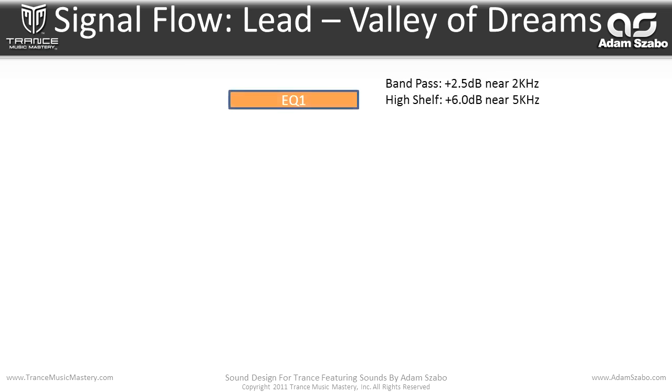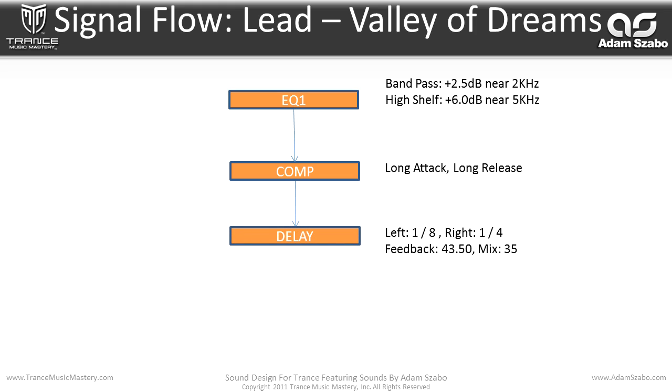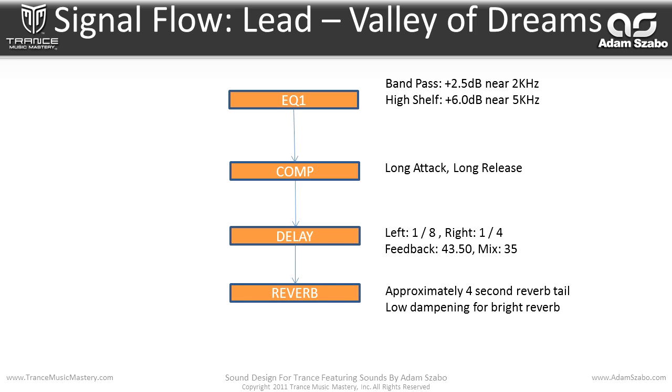And for the effects, we're using an EQ to put a 2.5 dB boost near 2 kHz and a plus 6 dB boost near 5 kHz. And then that flows into a compressor with long attack, long release. The delay is configured so that the left channel is a 1/8 delay and right is 1/4. And then feedback 43.5 mixed in at 35%. And then that flows into a reverb with approximately a 4-second reverb tail, low dampening for bright reverb.